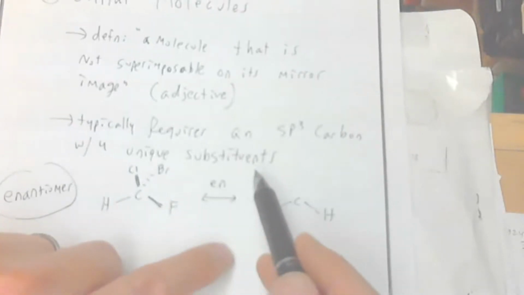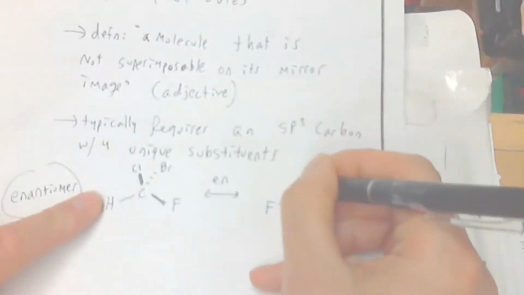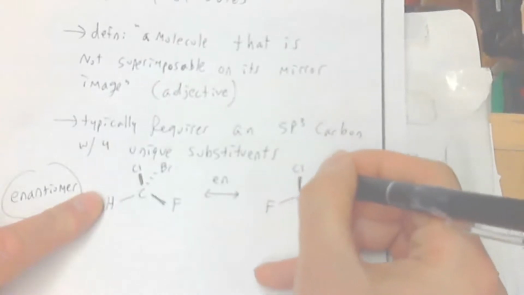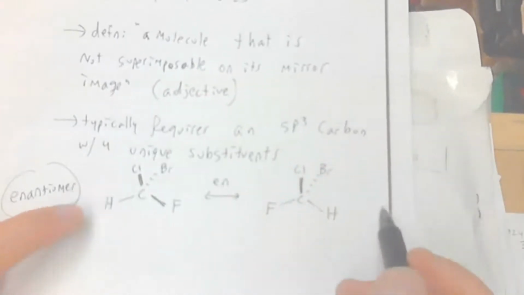Okay, so what if I just imagine there's a mirror? What would both of these molecules look like if they are mirror images? Fluorine would be coming towards the mirror, and the hydrogen would be going away from the mirror, right? And now the chlorine is coming towards us, and the bromine's going away.